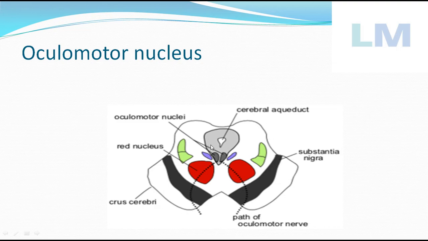You can draw one outline. This is the aqueduct. This is the periaqueductal gray matter. You can see the nucleus here. That is the oculomotor nucleus. At the upper midbrain, why am I saying upper midbrain?